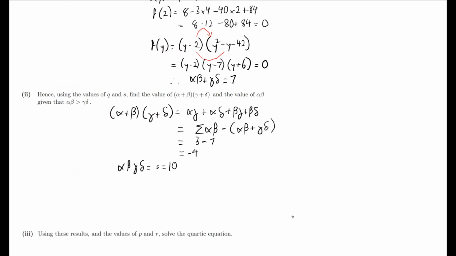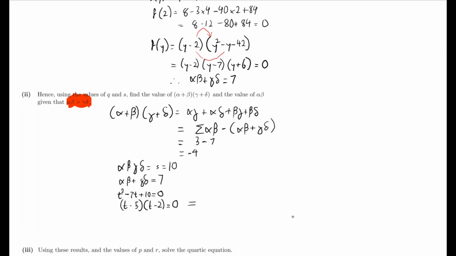So now we've got a relationship between the product of alpha beta and gamma delta and the sum. Now remember Vieta's formulae. Alpha beta and gamma delta are going to be roots of the quadratic t squared minus 7t plus 10 is 0. This factorizes to t minus 5 times t minus 2 is 0. And since we're given that alpha beta is larger than gamma delta, we get that alpha beta is going to be 5 and gamma delta is going to be 2.